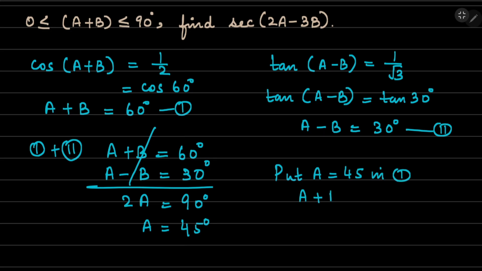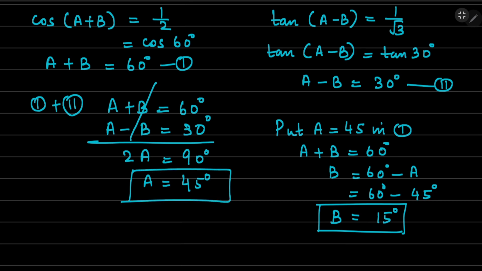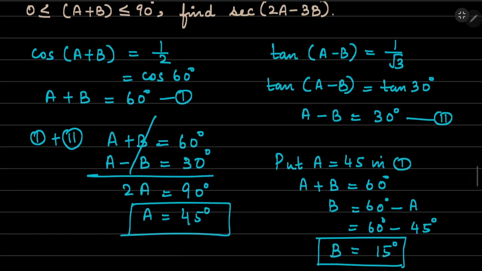You have a plus b equal to 60. So b is equal to 60 minus a. So 60 minus 45, which is 15 degrees. So you've got b is equal to 15. Okay, so you have b is equal to 15 and you have a equal to 45. Now what do you need? Secant of 2a minus 3b.